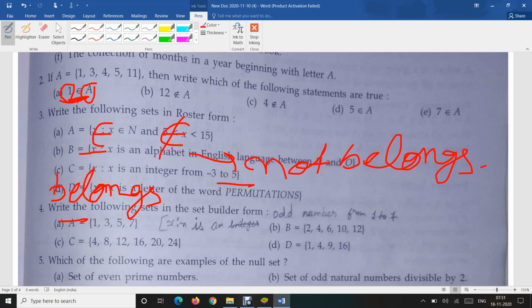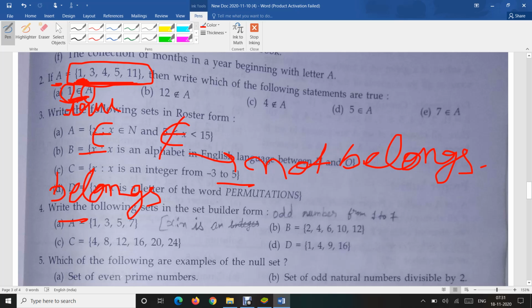You are given a set A, and you have to see whether 1 is here in the set A, because the set A is this. Yes, we can see 1 is here in the set A. So we can say 1 belongs to set A. So this statement is true.